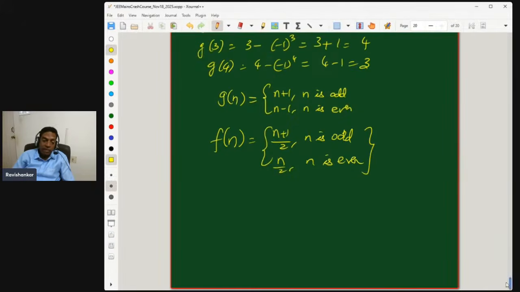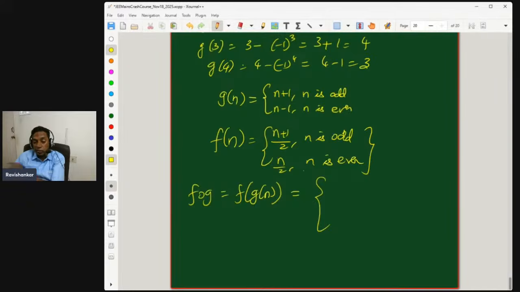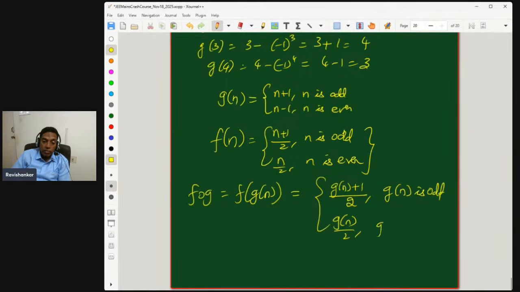So you might think, f of g of n, okay, put two cases for n is odd and n is even. No, it's f of g of n. So it is (g of n plus 1) by 2 when g of n is odd. Remember, instead of n, you put g of n. And g of n by 2 when g of n is even.